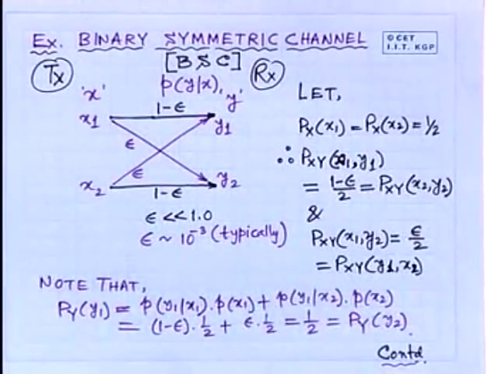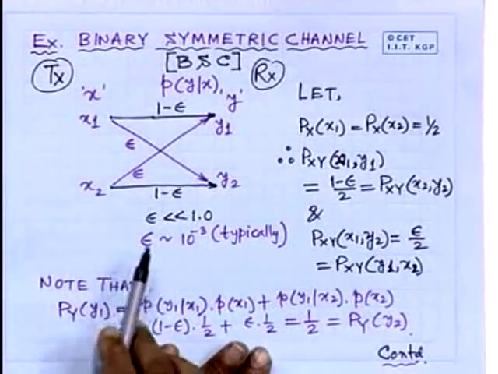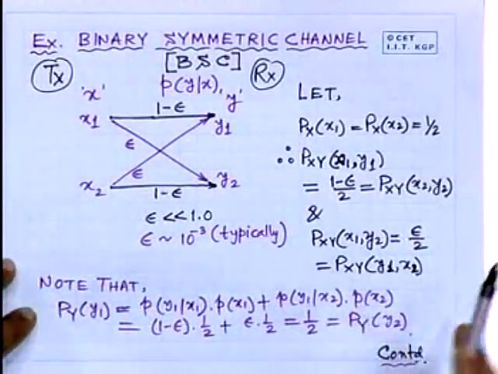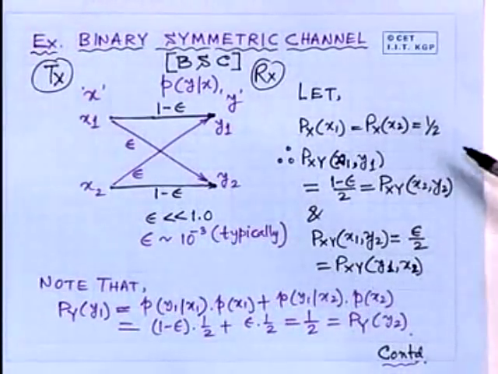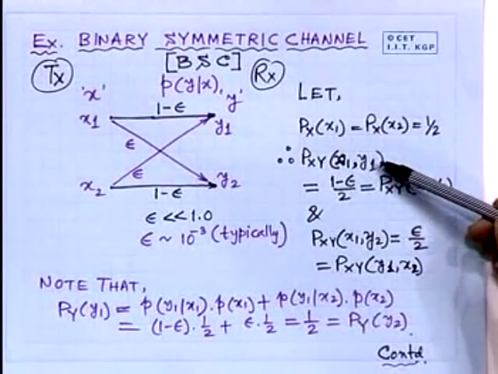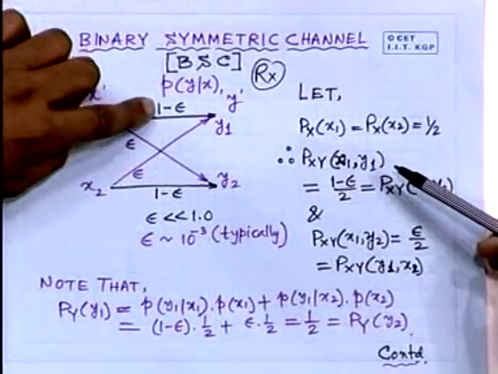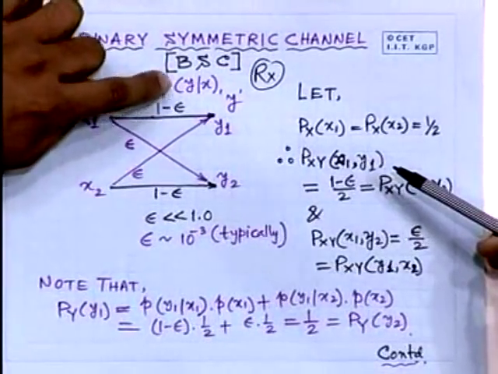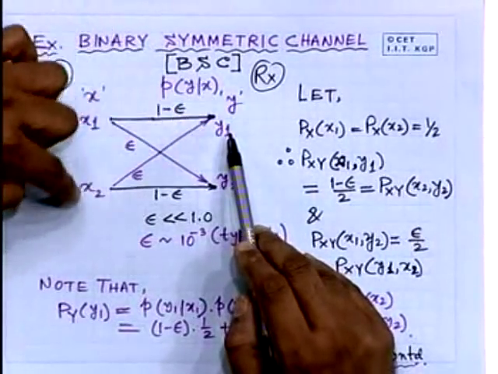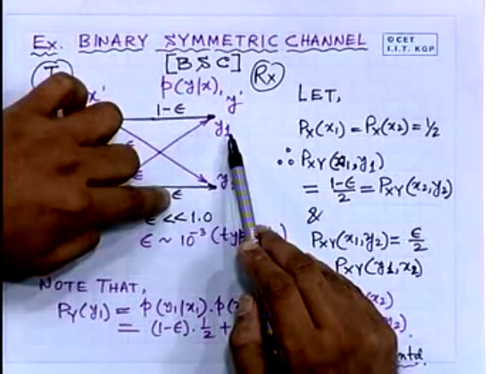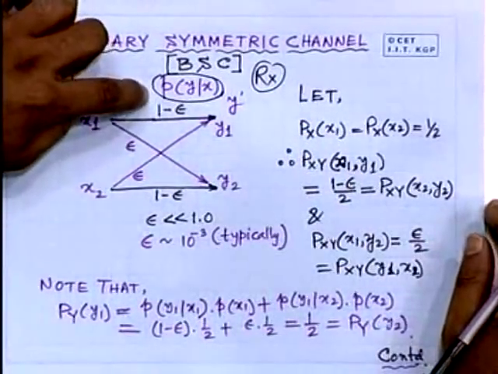Right. So for this binary symmetric channel, the value of epsilon is usually very small. The input probabilities of ones and zeros are equally likely, so they are half. So I can now calculate the joint probability when these probabilities are known. Note that these are conditional probabilities: probability of y1 given x1 is 1 minus epsilon, probability of y1 given x2 is epsilon. Like that you should interpret this symbol.